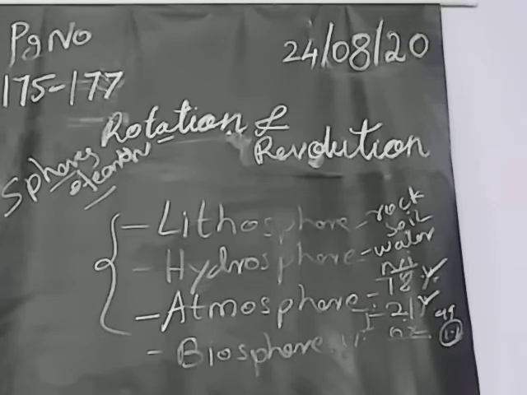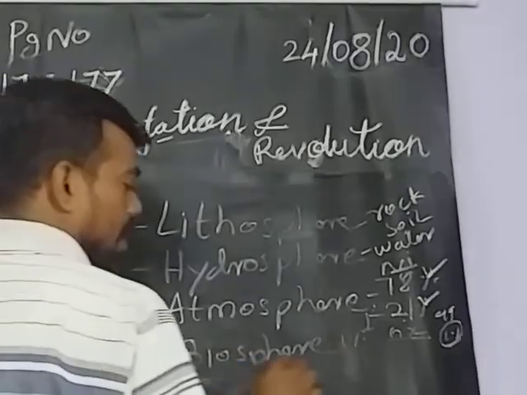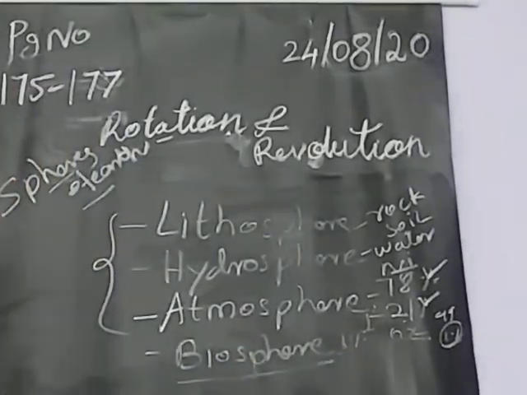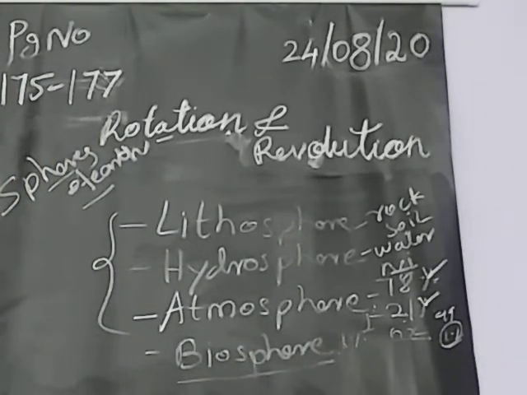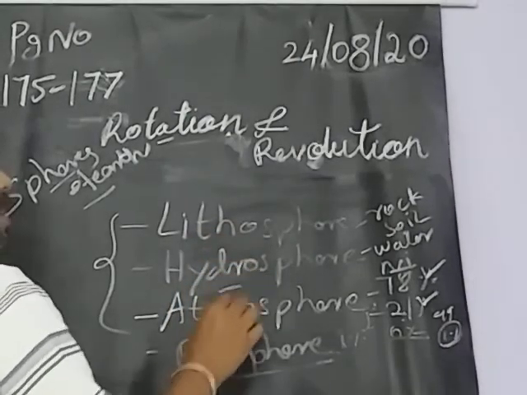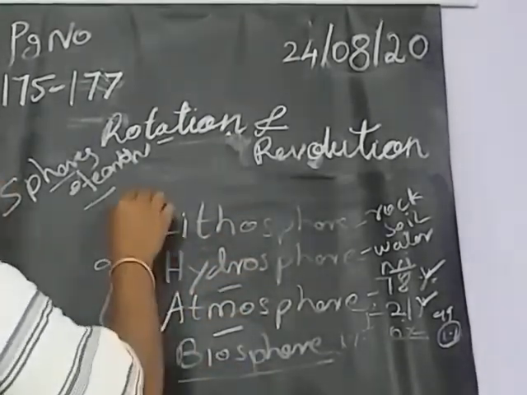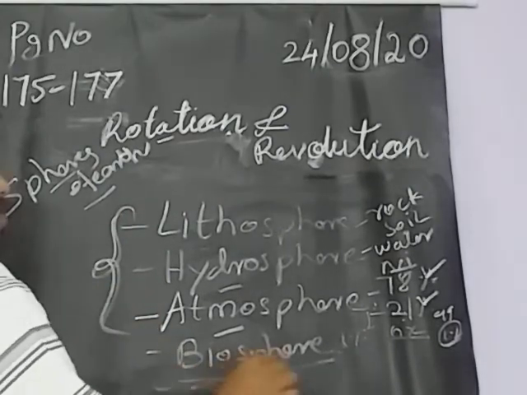These all together are called the biosphere. Bio means life, in the Greek word. So lithosphere, hydrosphere, atmosphere, that is land, water and air, all combined are called the biosphere.